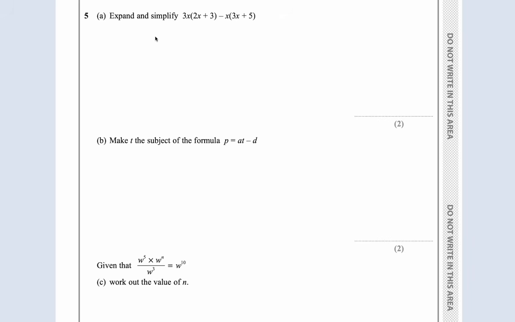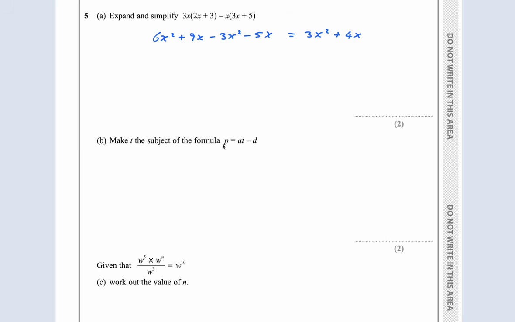3x times 2x is 6x squared. 3x times 3 is 9x. Minus x times 3x is minus 3x squared. Minus x times 5 is minus 5x. This then equals 6x squared minus 3x squared is 3x squared. And 9x minus 5x is 4x. Okay, and yes, that is correct.